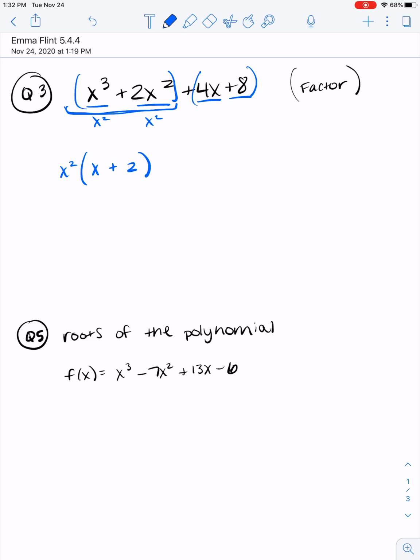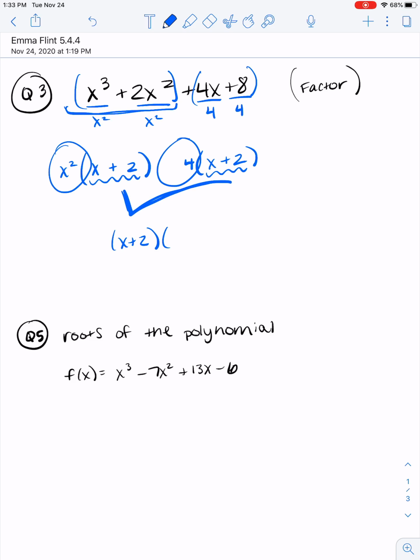Do the same thing for the second group. Here they have 4 in common, so I could factor out a 4 from both of them. And then if I do that, I have x plus 2 again left over, okay? And what you'll see is that these are the same. So that's our common factor between the two groups. So x plus 2 is our common factor, and the leftovers, x squared plus 4, is the second factor, okay?